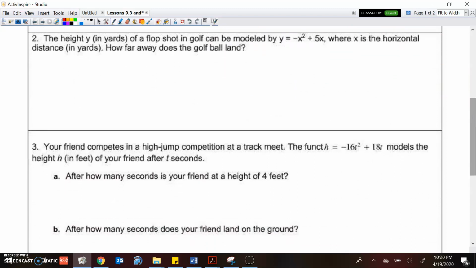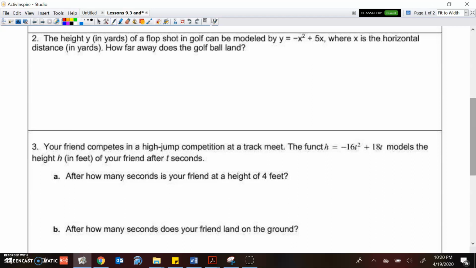All right, number 2, the height y in yards of a flop shot in golf, I'm not very familiar with that, but hopefully you are, can be modeled by the equation y equals negative x squared plus 5x, where x is a horizontal distance in yards. How far away does the golf ball land?